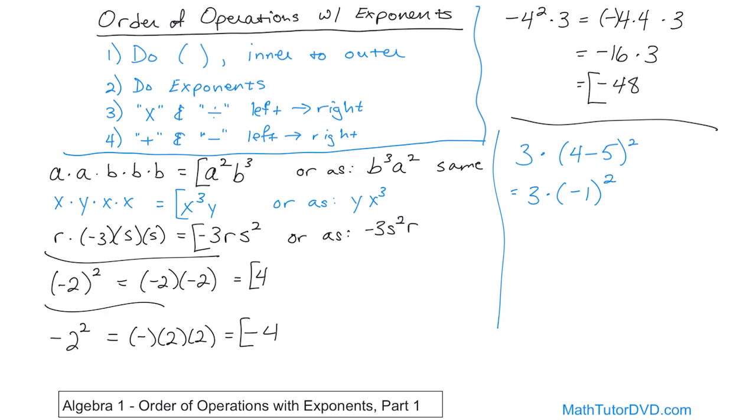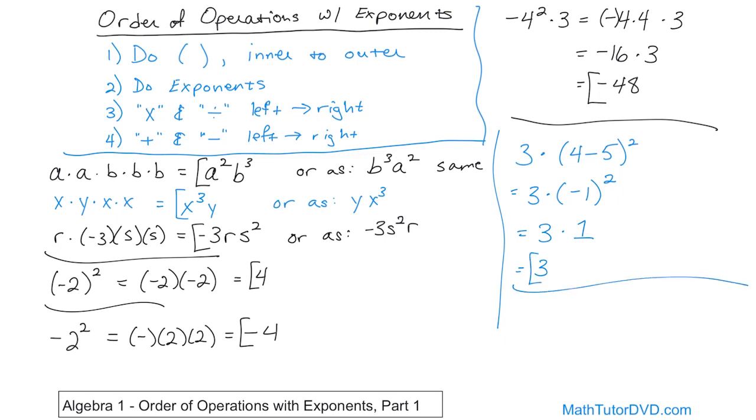Now you see how in this case inside the parentheses, which I've already done now, is negative 1, and that whole quantity is squared. So the exponent applies to everything inside of this. So this is negative 1 times negative 1. What is negative 1 times negative 1? Positive 1. Negative times negative is positive, so that gives you a positive 1, and then 3 times 1 is 3. And that's the final answer.